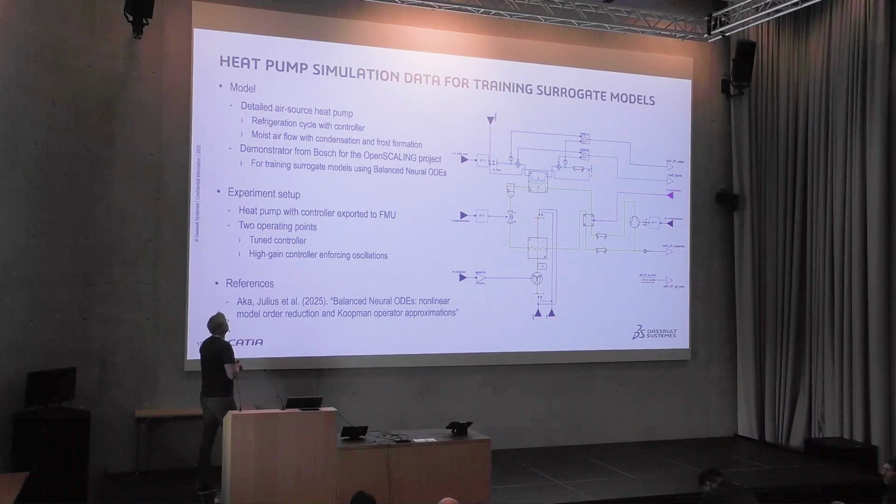We have the second model as well, this time from Julius Aka, and it's also a refrigeration cycle. It's much more detailed. It comes from Bosch and is used in the OpenSCALING project. And it's used to generate data for training surrogate models. So input smoothing comes in as a way to speed up the data generation. It's the heat pump with the controller exported to FMU.